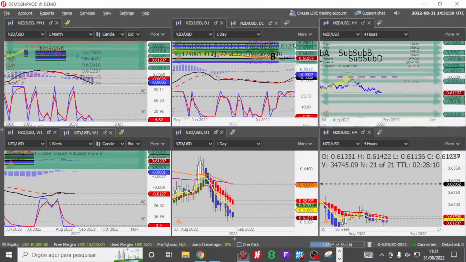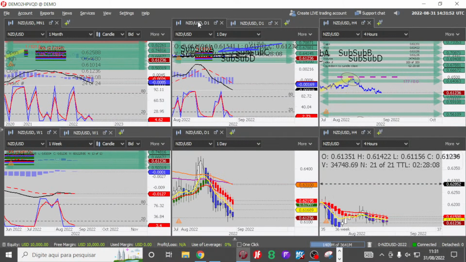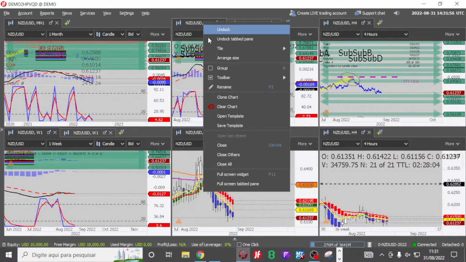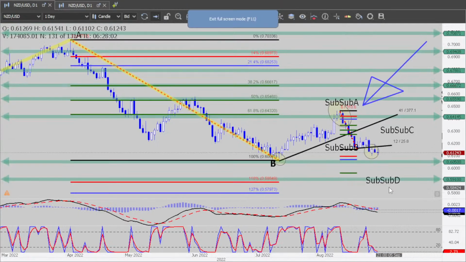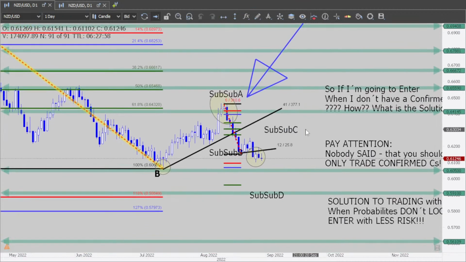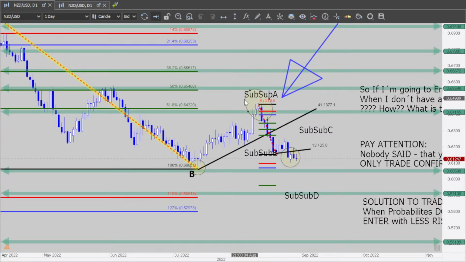Remember 2 days ago, not yesterday, 2 days ago we were talking about NZD USD from the daily perspective. In here, yes, indicators we are going to learn, right? And we are talking about that from the daily standpoint. This was the first entry, this was the second entry when the market broke the counter trend line, and the third entry happened.